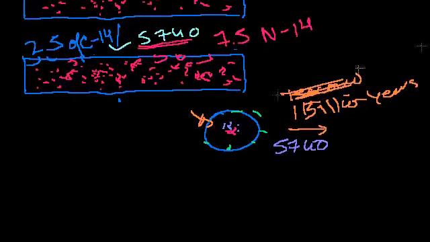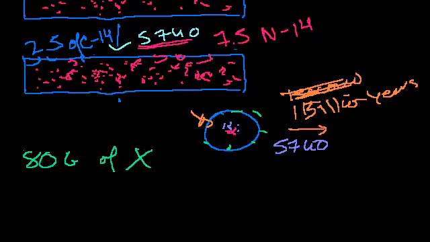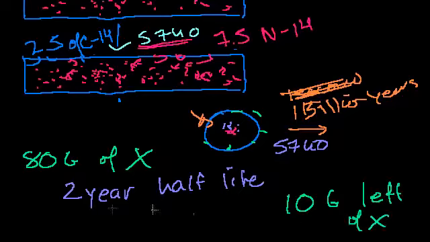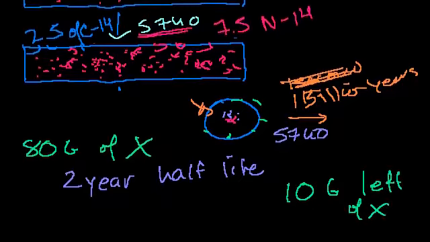So you might get a question like, let's say I start with 80 grams of something, let's just call it X, and it has a half-life of 2 years. I'm just making up this compound. And then let's say we go into a time machine and we look back at our sample, and we only have 10 grams of our sample left, and we want to know how much time has passed.